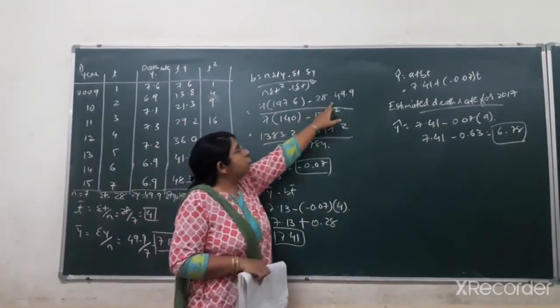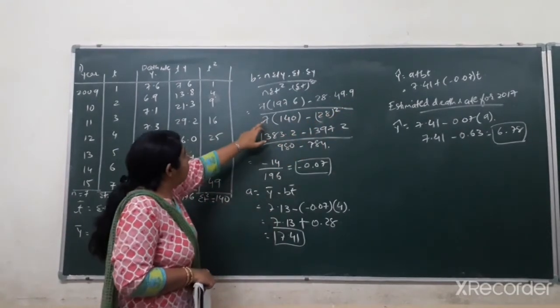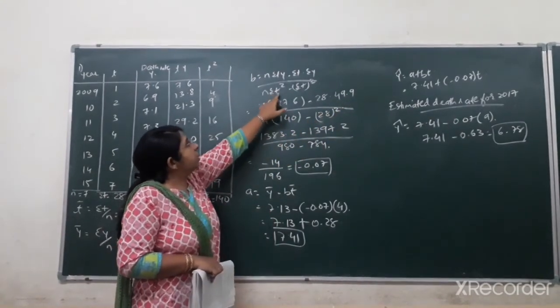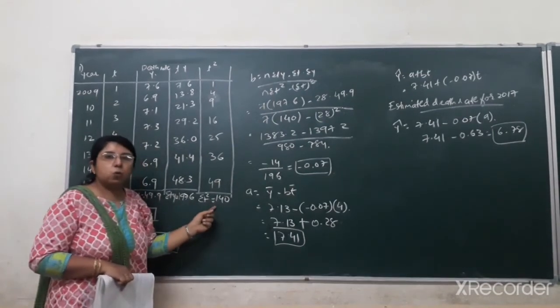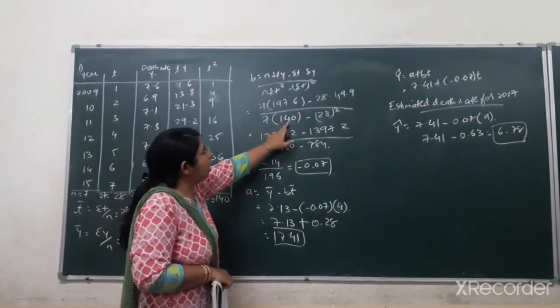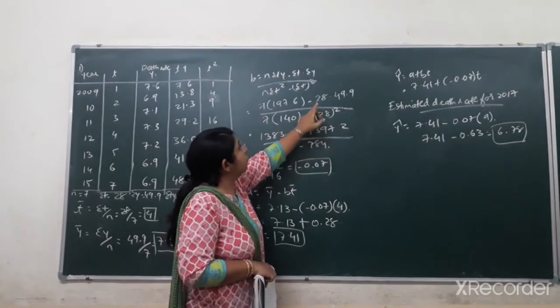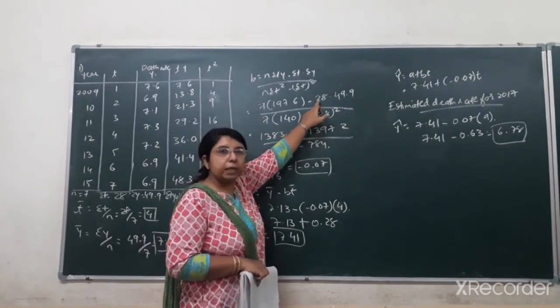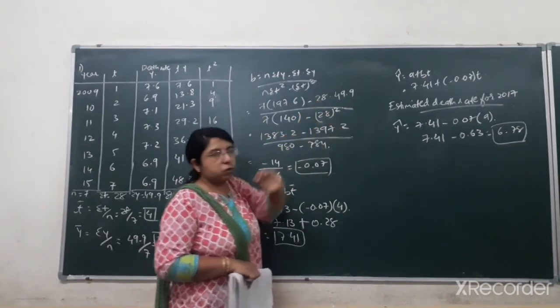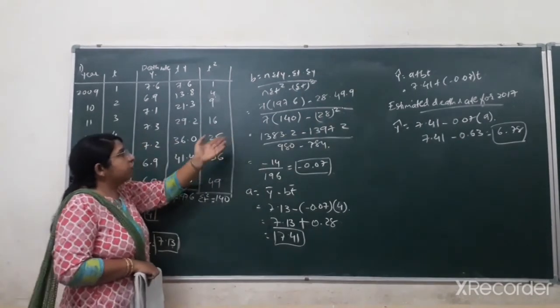Okay. So in each and every sum, you have to write it. So 28 into 49.9 upon 7 into bracket sigma t square. Sigma t square value came to 140. So 7 into 140 minus sigma t whole square. What was the value of sigma t? That is 28. So 28 whole square. Okay. After placing all the data, we will do the calculation.